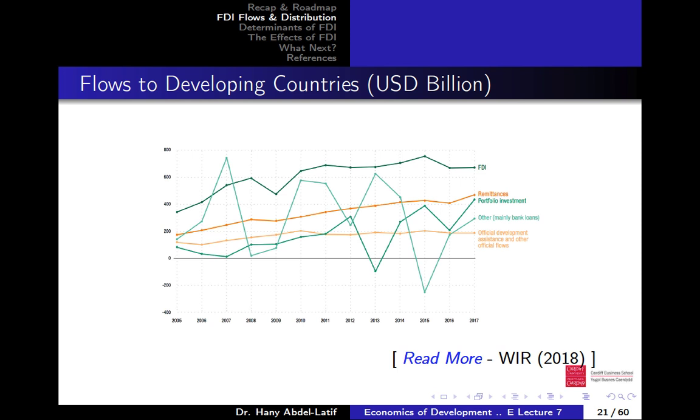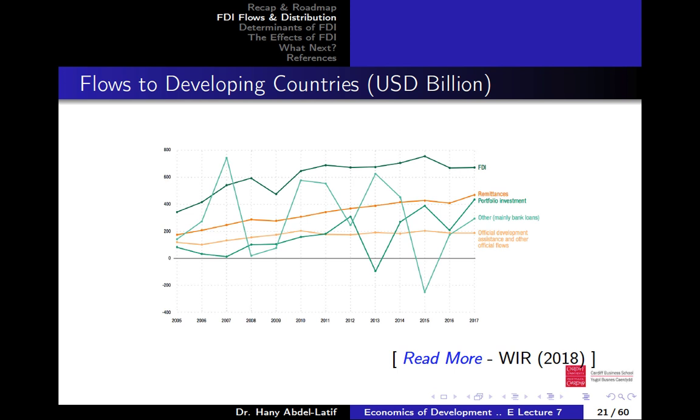These are the flows to developing countries. We saw a similar graph, not the same, but very similar to this. It shows the different types of financial flows to developing countries. The reason I'm showing you this is just to show you the importance of FDI inflows. If you compare where this line is, it's obviously above all the other sources. Compared to official development assistance, or ODA, this is nearly at the bottom here.